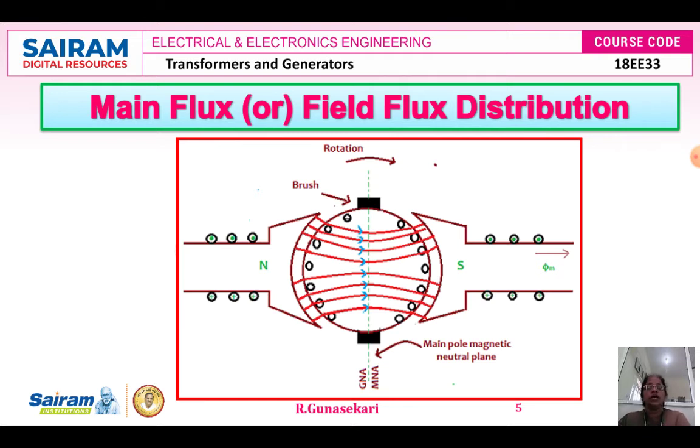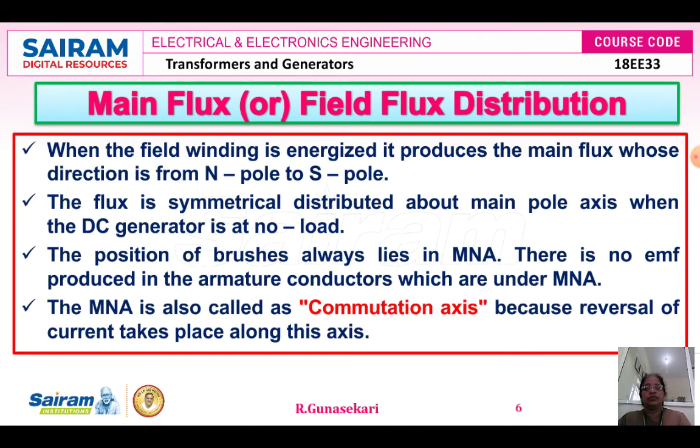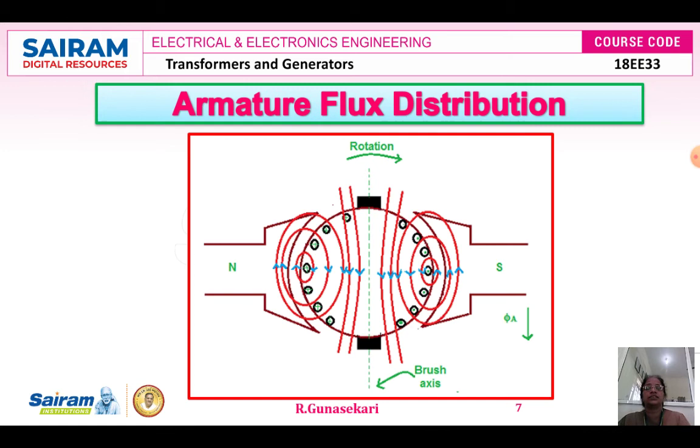So therefore under no load condition of DC generator, there is no EMF induced in the armature conductors. That's why the MNA axis, that is magnetic neutral axis, is called an axis of commutation or commutation axis. This axis is used for reversal of current, which takes place along the axis only. Then armature flux distribution.